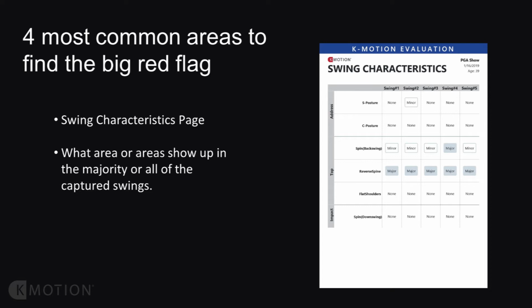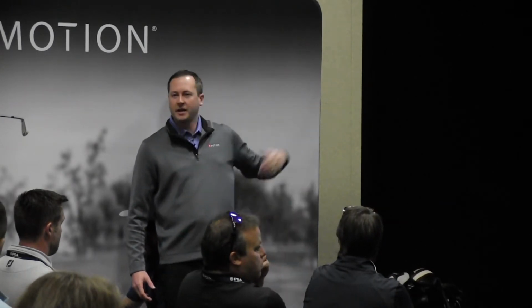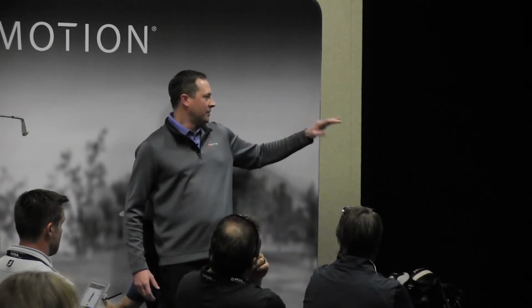The 4 areas that we go to find that big red flag first: obviously the first page is the swing characteristics page. That one's really easy to communicate with your players. Again, if there's a major that jumps up there, it's a really good place to go. So, super flat shoulders and they're all over the place with delivery of the path. Well, here we go, we're going to jump right there. So we're going to look at those areas that show up in the majority of the swings. This player has a minor and a major across 5 tasks. So if I'm going to pick the spine angle or the reverse spine angle, how does it relate to the ball flight that's driving them crazy? Does that make sense? Now, if I have two possible areas to improve, which one's going to make the biggest impact on what's driving them crazy?